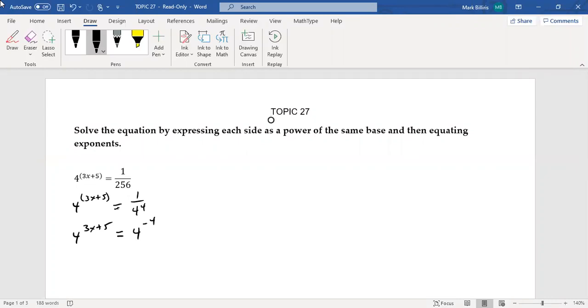Since my bases are the same, they're both 4, I equate the exponent. So I set 3x plus 5 equal to negative 4, and then I just solve my linear equation. So 3x would equal negative 9, and then dividing by 3, x would equal a negative 3.